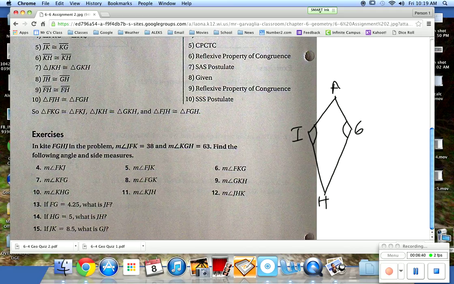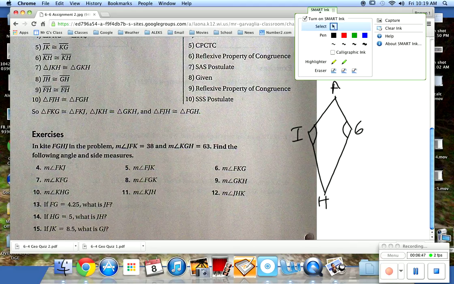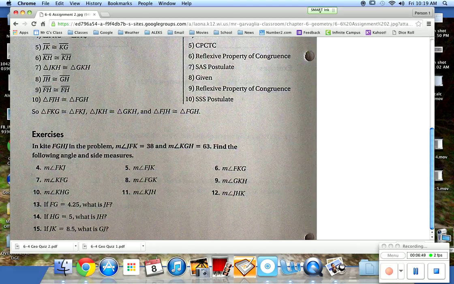So you've got 4 through 15. Okay, evens. Do the evens on the second page, but on the first page do them all. You don't have many to do on the other page.